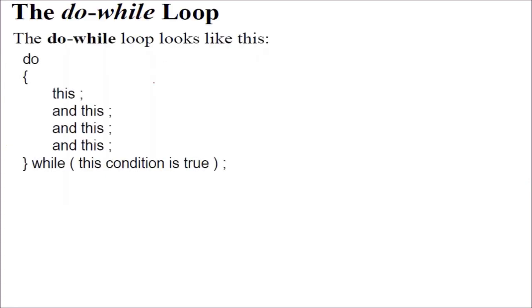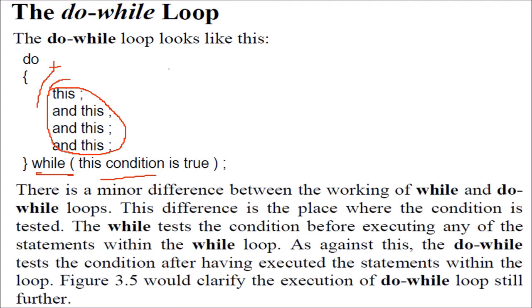Now do while loop. Do while loop is the exit control loop. Means the condition is checked here, not here. So you enter here, even if the condition is false for the first time, you execute these instructions at least once. So there is just a minor difference between while and do while and for actually. For and while, they are entry control loops. If the condition is false for the first time, you are not able to enter. You will not be allowed to enter. But in do while, you are able to enter for the first time, even if the condition is false.